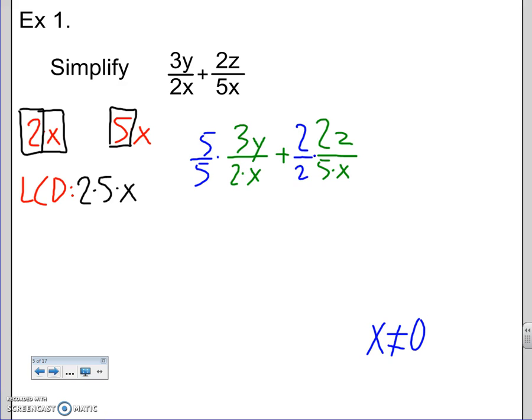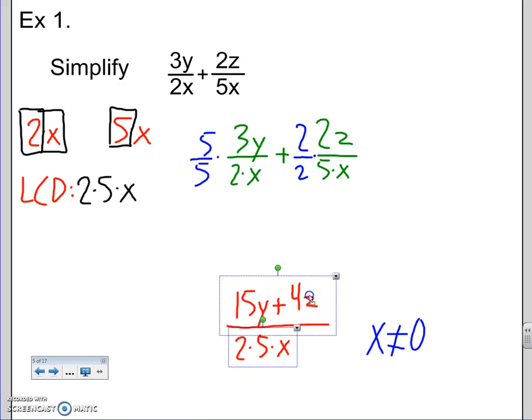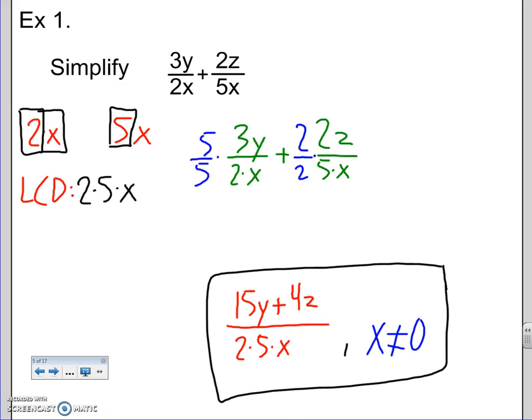All right. Well, the top: 5 times 3y is 15y, plus 2 times 2z is 4z. And the bottom is just our LCD. You can leave it like this, or if you want to say 10x on it, that's fine. But that is our answer with our restriction down here, where x cannot be that one thing. X can't be 0.